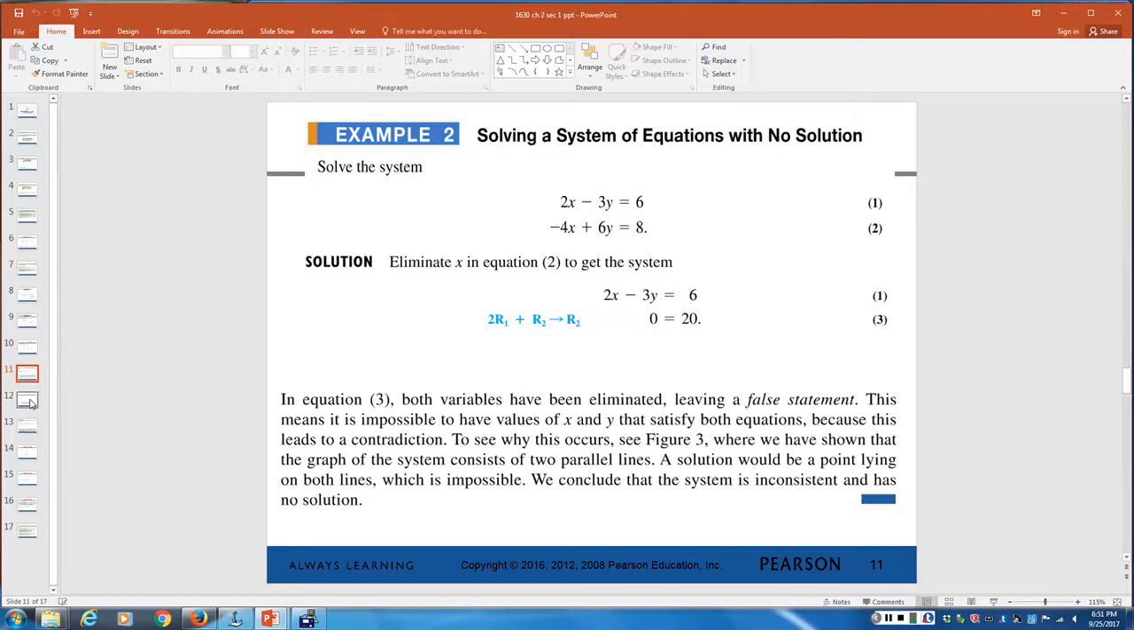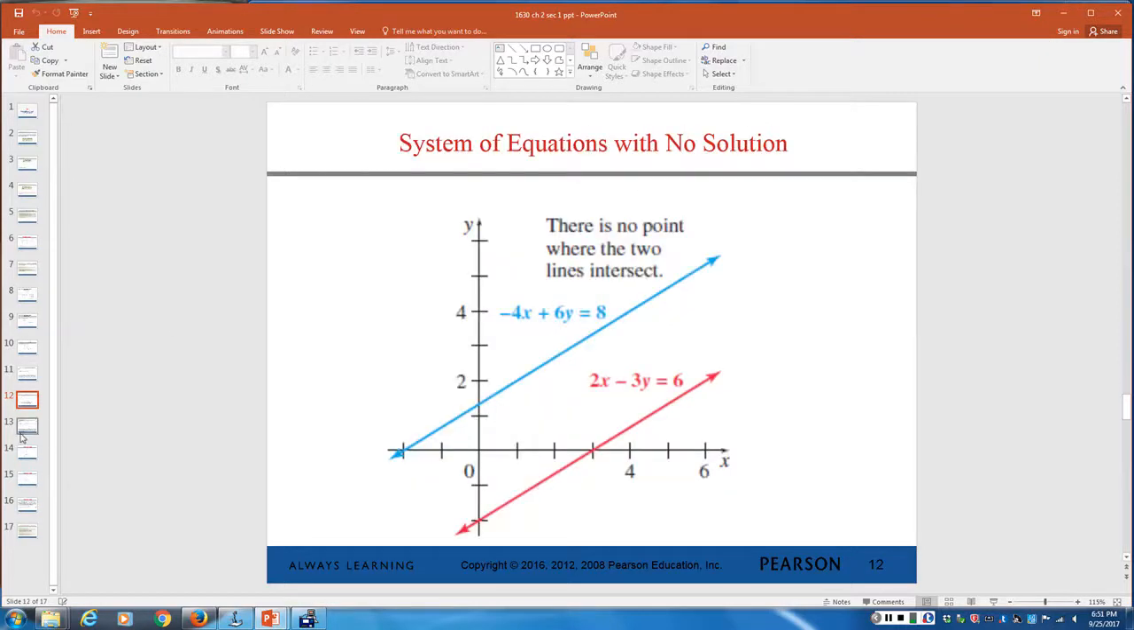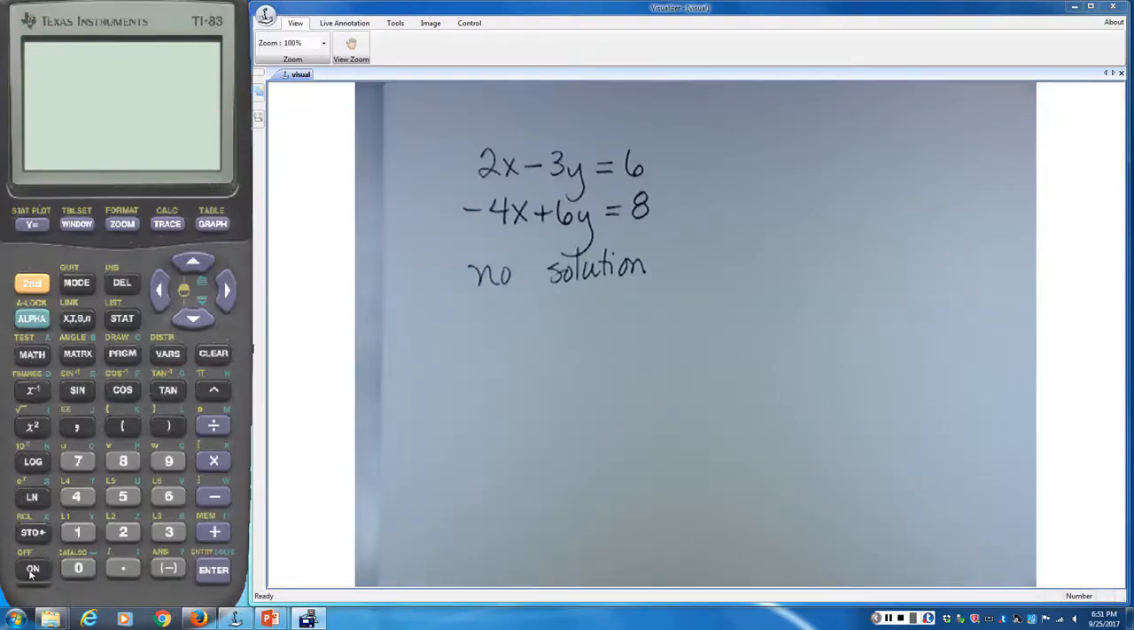And I will tell you in advance that there is not going to be a solution to these two. Okay? There is no solution to those two. But here's how we're going to do the problem this time. And we're not going to use the graph.